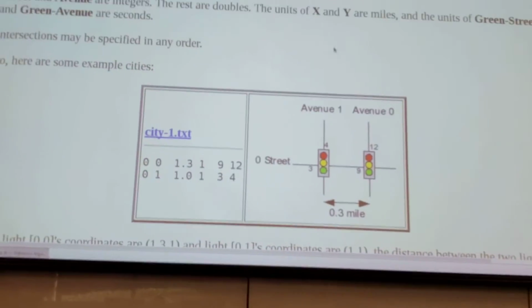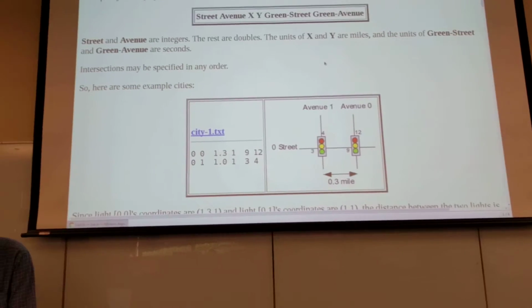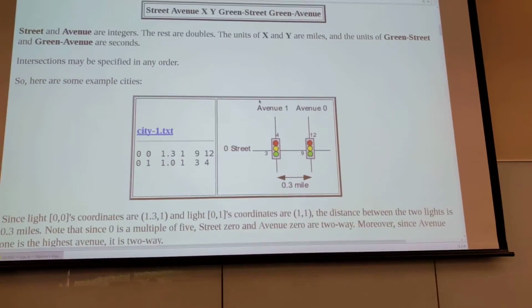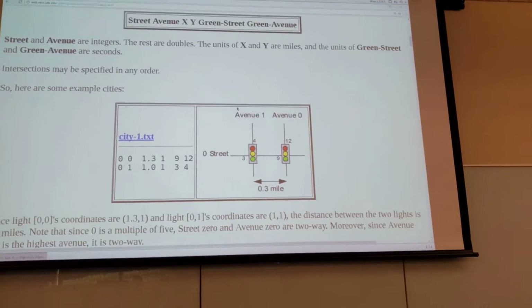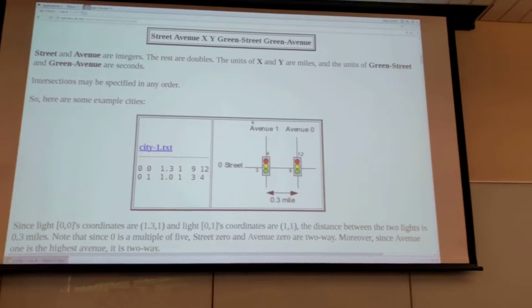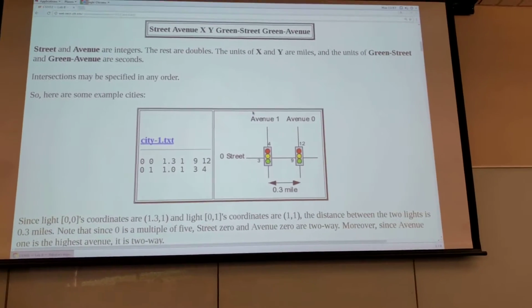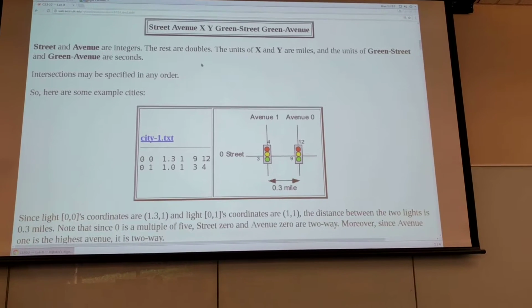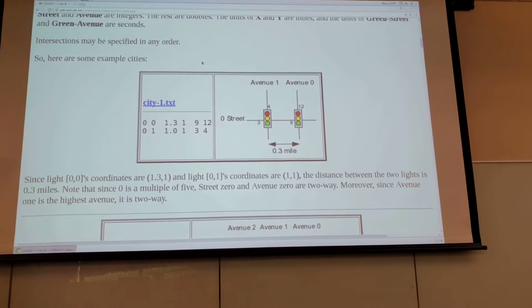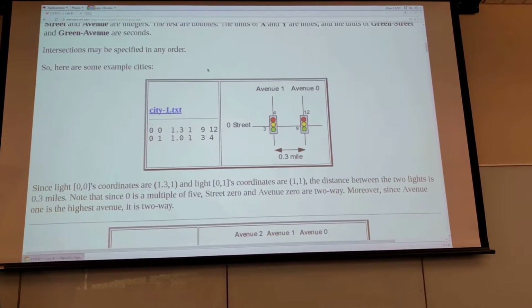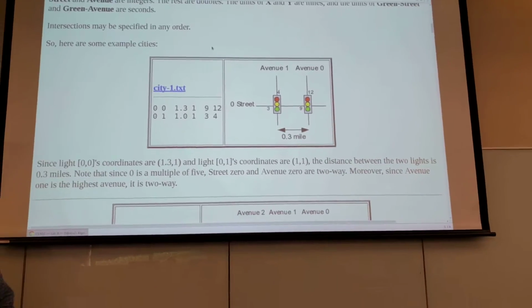So street and avenue are integers, and the other parameters are doubles. The units of x and y are in miles, so it tells you the miles of those two locations. And then the units of green street and green avenue are in seconds. And the intersections can be specified in the text file in any order. So here are some example cities.